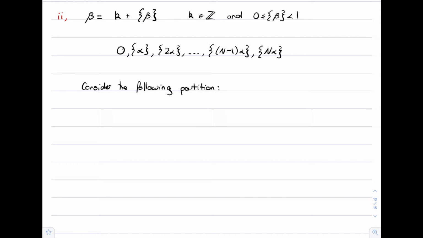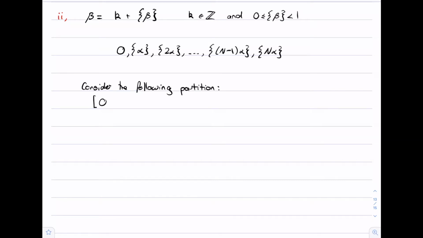Well, keeping in mind that I want to prove that the difference between two numbers is less than 1 on n, I want to split up my interval 0 to 1 into different sections where the gap between any two numbers in each section is always going to be less than 1 on n. So what do I mean by that? Well, just have a look at this.